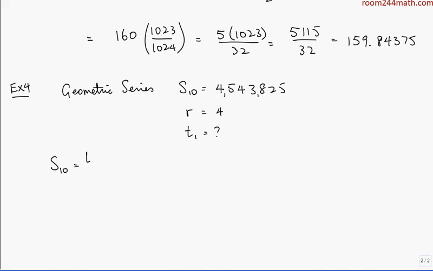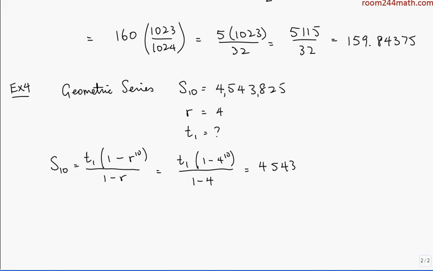So go ahead and look for the formula. The sum of the first 10 terms is the first term times 1 minus r to the 10 all over 1 minus r, and we're given r as 4. So this is t1 times 1 minus 4 to the 10 all over 1 minus 4. And we're told that this is 4,543,825. So 1 minus 4 is negative 3. Here's our equation.